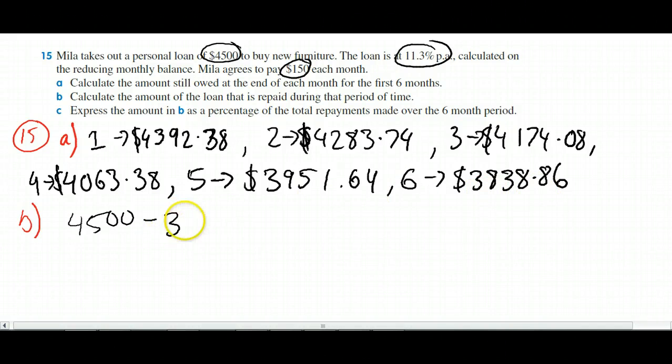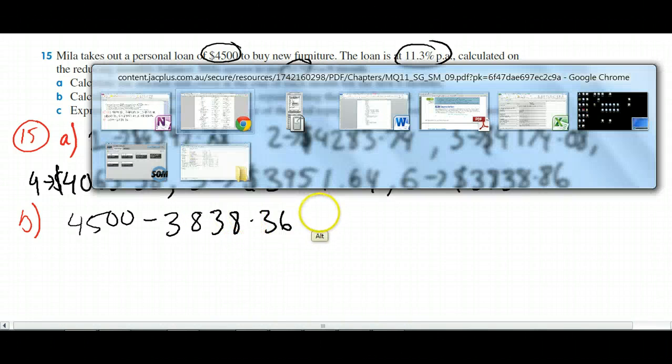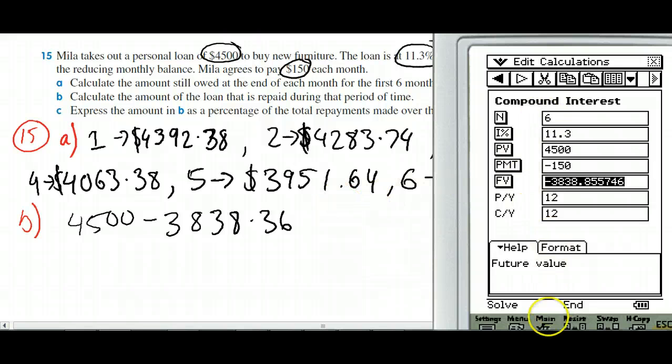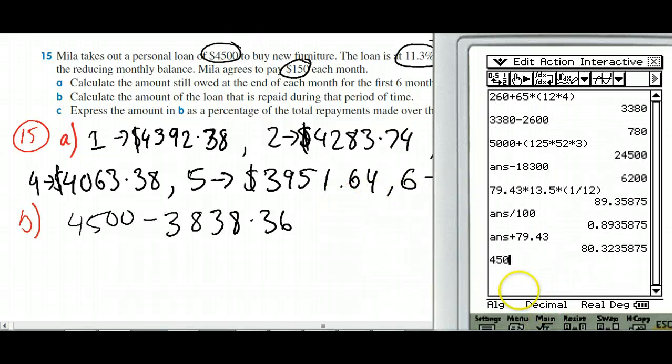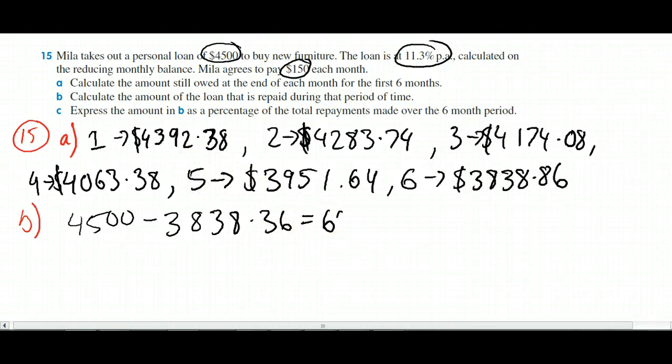The difference between those two amounts, let's find out what that difference is. So if we had 4,500 at the start and we take away 3838.36, we get 661.64. Now that amount is how much we've paid off so far. This is what's remaining because we've paid off this much. So that's the answer to B. The amount of the loan that is repaid in the first 6 months is that amount.